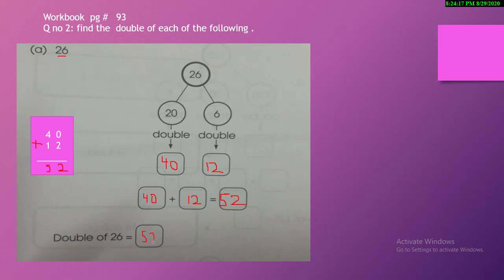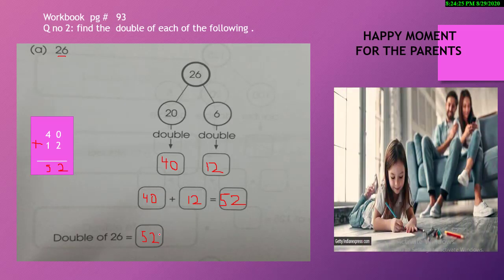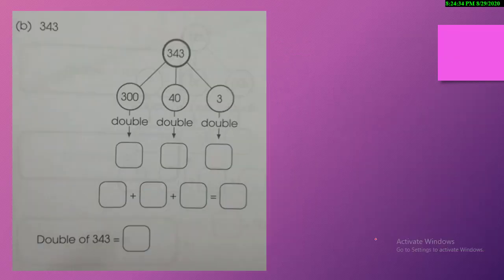See, easy. I hope you guys start enjoying this lecture. Happy moment for all the parents here. This is really a happy moment for all the parents, when the kids start doing their work independently without bothering them.